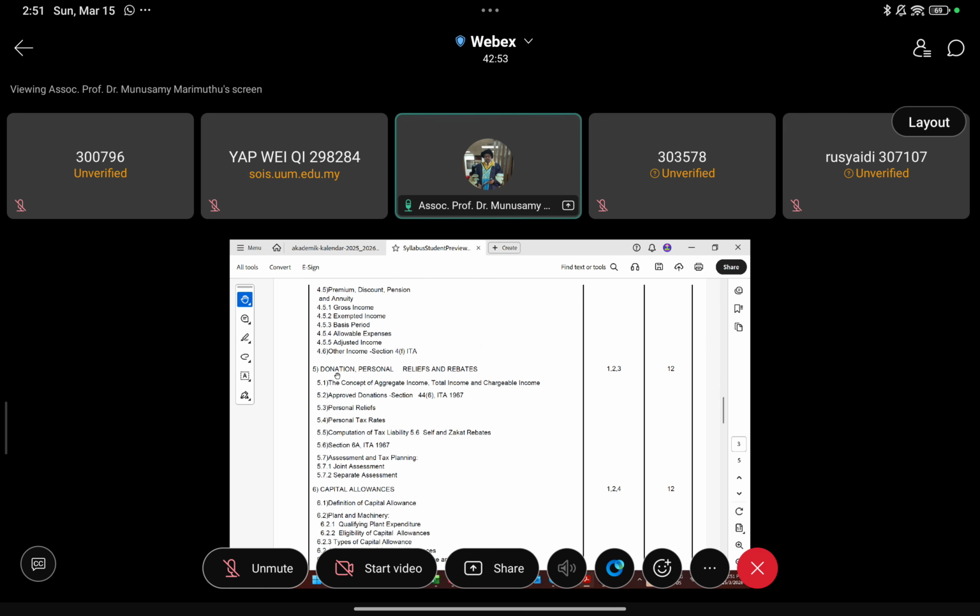So donation. There are so many donations, and not all donations are allowable as a deduction from the aggregate income. Some donations are not allowable. If you give food for the poor, it's not considered a donation under the income tax. But if you give a cash donation, yes, it is subject to deduction.